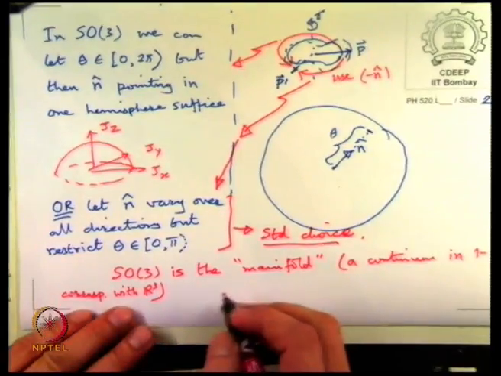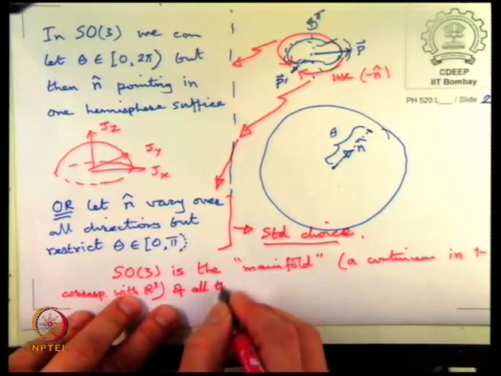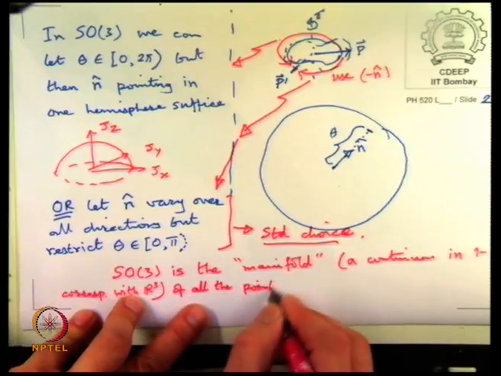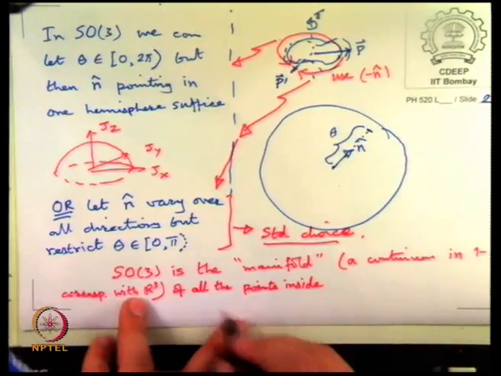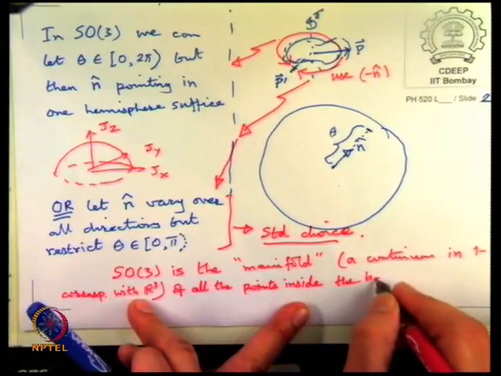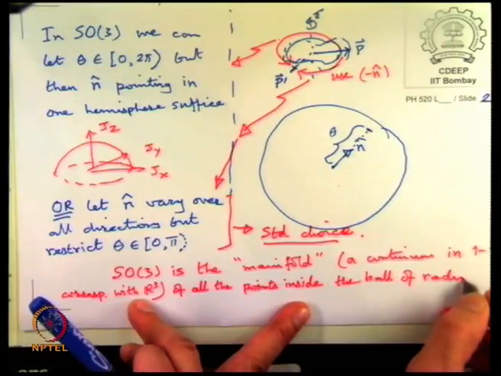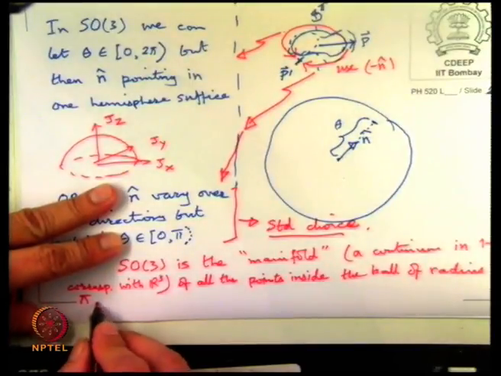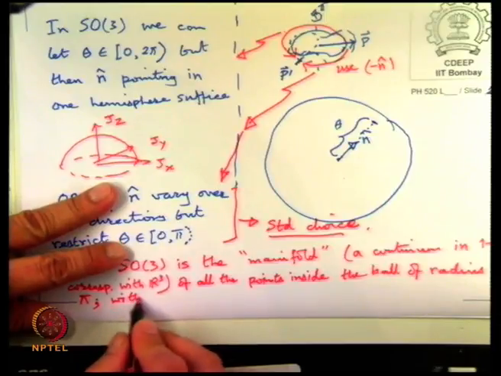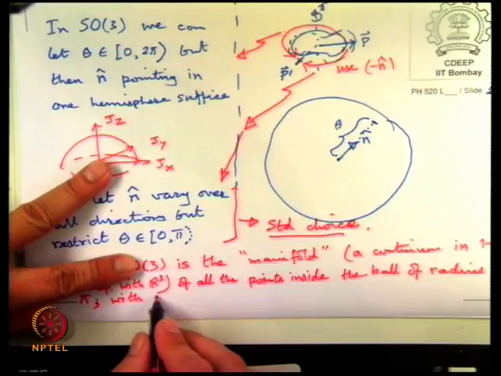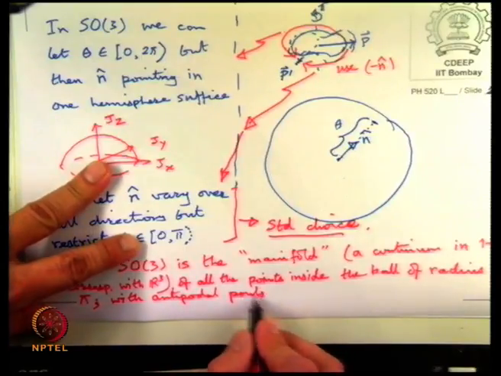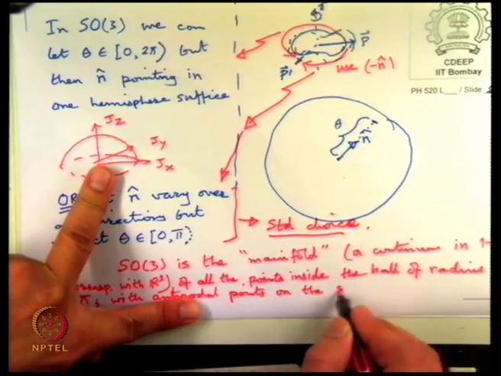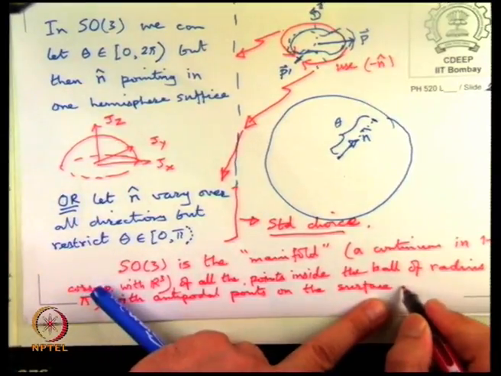SO3 is the manifold of all the points inside the ball. So we avoid the word sphere, because sphere sometimes means only the shell. So to be specific, mathematicians call the full filled sphere the ball. So all the points inside the ball of radius pi with antipodal points on the surface identified, mutually identified.